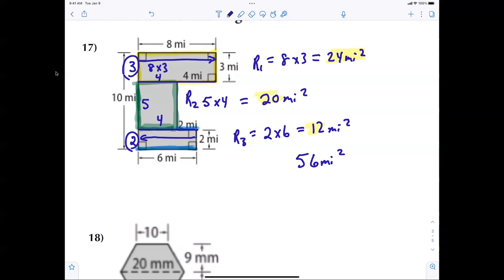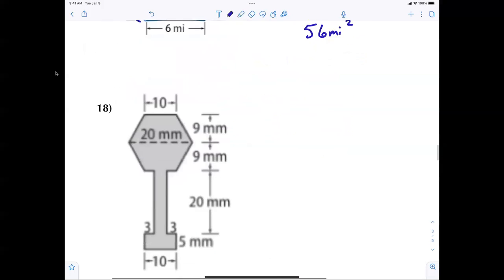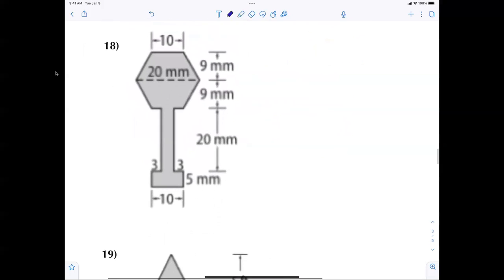All right, now we're on question number 18. This one's really annoying. How many shapes do I see here? How many? 3. Anybody else? 4. However, she's kind of right because 2 of the shapes are what? Exactly the same, right? So this up here is called a what?